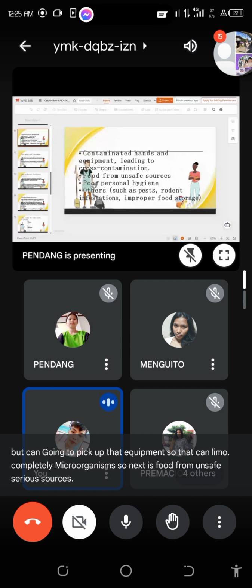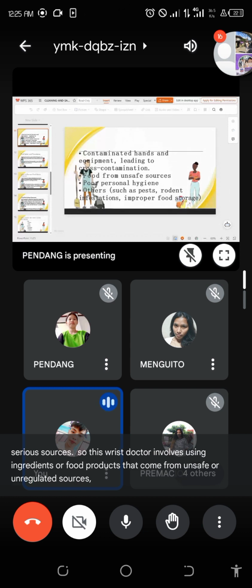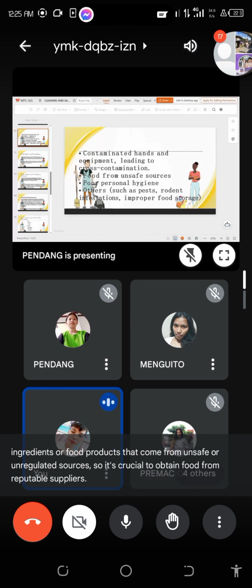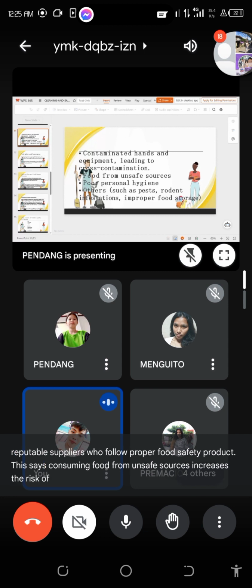Next is food from unsafe sources. This risk factor involves using ingredients or food products that come from unsafe or unregulated sources. So, it's crucial to obtain food from reputable suppliers who follow proper food safety practices. Consuming food from unsafe sources increases the risk of contamination and foodborne illnesses.